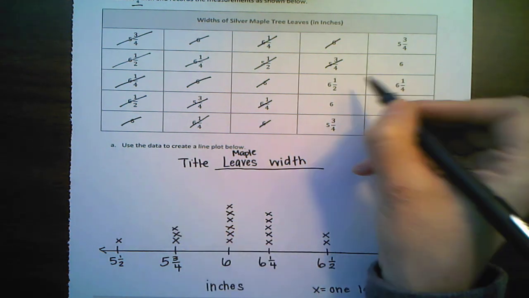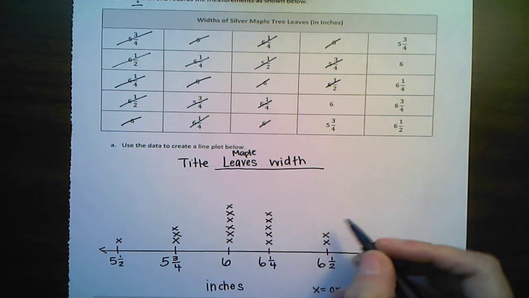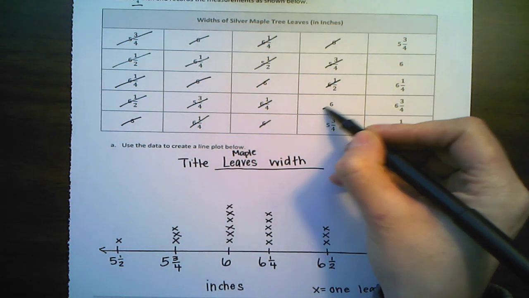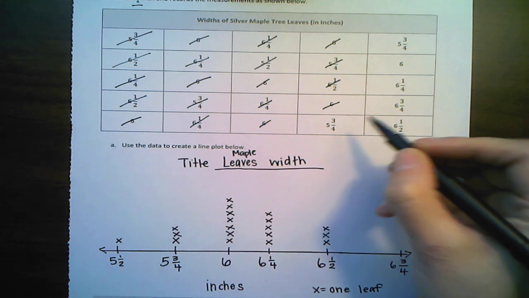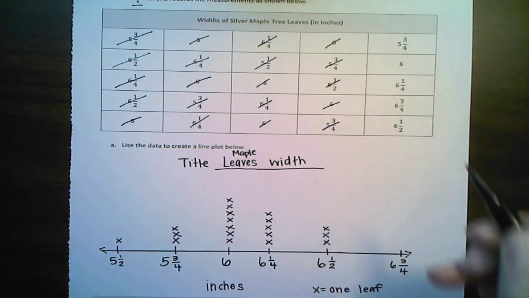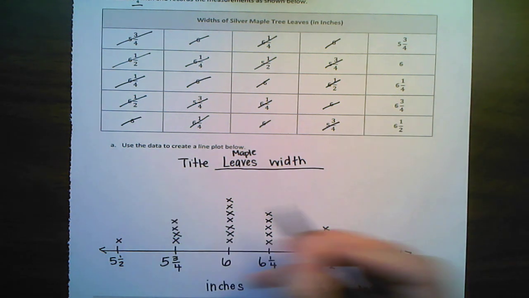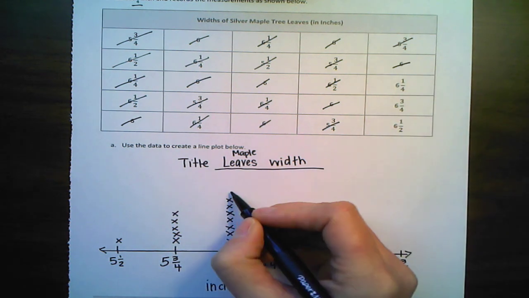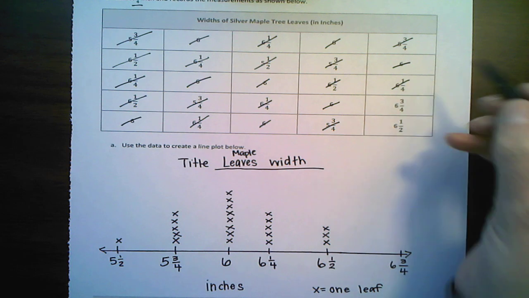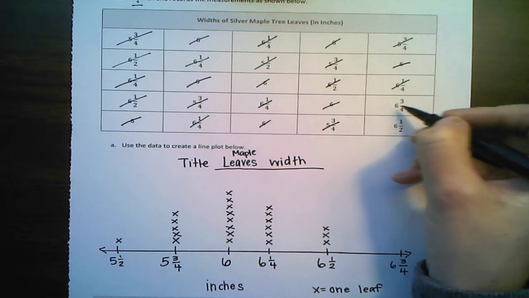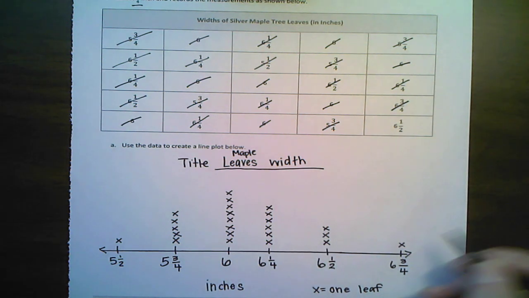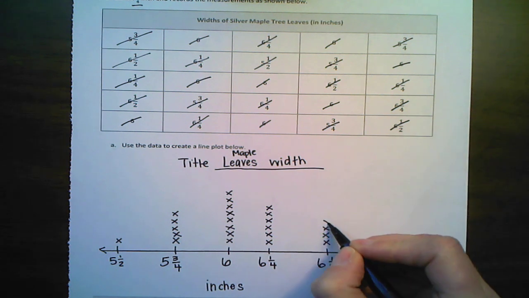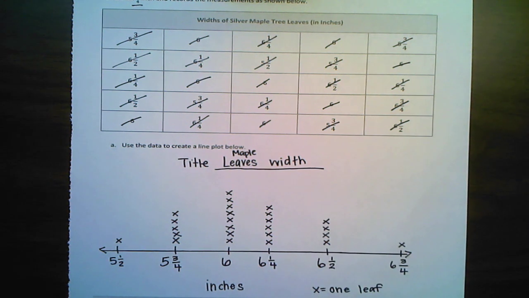5 3/4. 6 1/2. 6. 5 3/4. 5 3/4. 6. 6 1/4. 6 3/4. 6 1/2. That's a good looking line plot. I like what we have here.